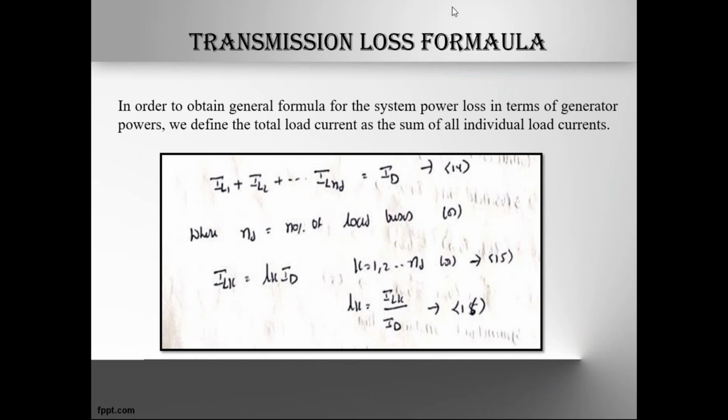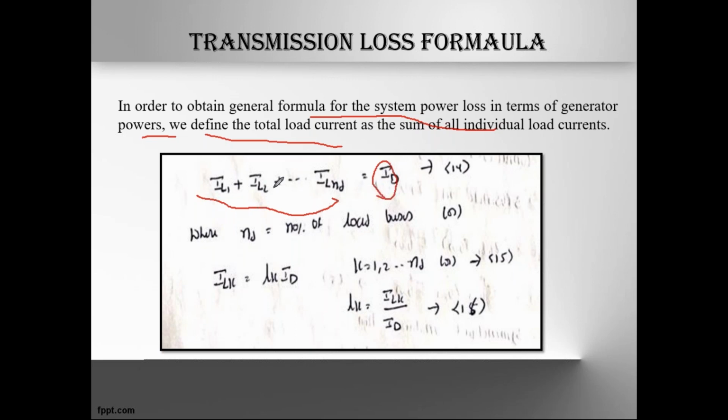Now see here, in order to obtain the general formula for the system power loss in terms of generator powers, we have to define the total load current. This is the individual load current, that is load 1 current, load 2 current, and load n current. If you add all these load currents, we get the total current demand we require from the load, right?